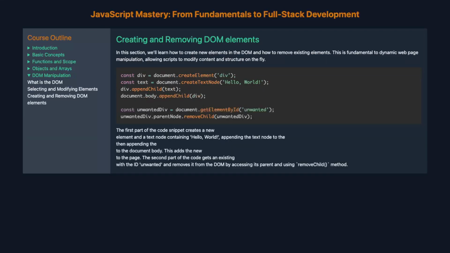Creating and removing DOM elements. In this section, we'll learn how to create new elements in the DOM and how to remove existing elements. This is fundamental to dynamic web page manipulation, allowing scripts to modify content and structure on the fly. The first part of the code snippet creates a new div element and a text node containing Hello World, appending the text node to the div, then appending the div to the document body. This adds the new div to the page. The second part of the code gets an existing div with the ID unwanted and removes it from the DOM by accessing its parent and using the removeChild method.